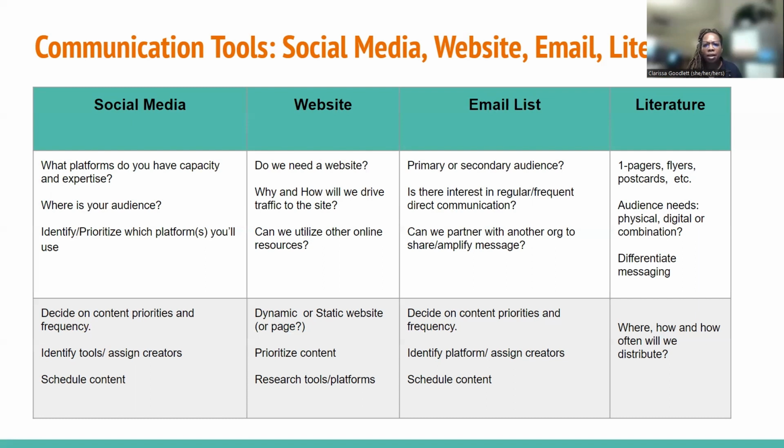And then on literature, figure out: is this something that we have to have physically for folks? Is this something that can be digital, maybe a combination? And then think about how and where and how often those things will be distributed. I would say generally with literature, fewer words is better. Fewer words, more images. Think about how you can utilize video and those kinds of things.